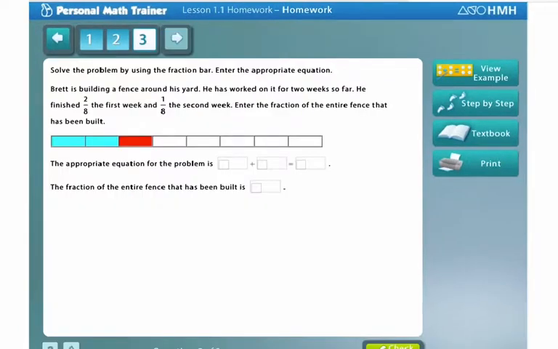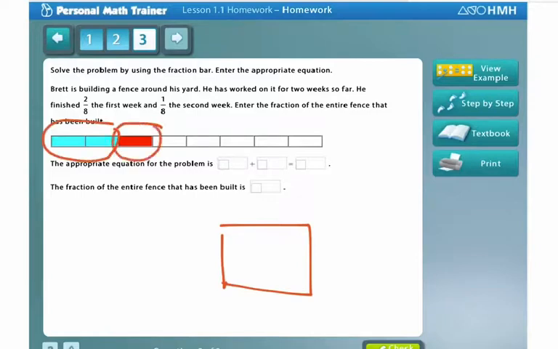In the final problem for the homework, solve the problem using the fraction bar as a model. Brett is building a fence around his yard. So the first thing I always do is I always want to draw pictures of the problem to help me unpack it. He has worked on it for 2 weeks so far. He finished 2/8, that would be this part here, 2/8 of it the first week, and he finished 1/8 of it the second week. Enter the fraction of the entire fence that has been built.